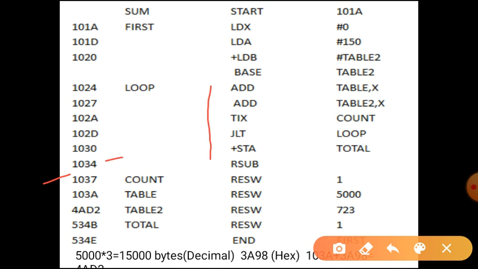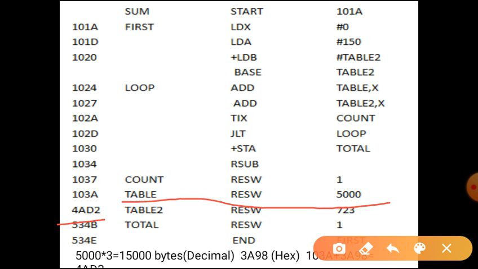Now you see why we have 103A, because RESW1 means reserve one word, which means 3 bytes. 1037 plus 3, so you will get 103A. Now you see we have the next value 4AD2. Why 4AD2? As I have explained, table RESW 5000.